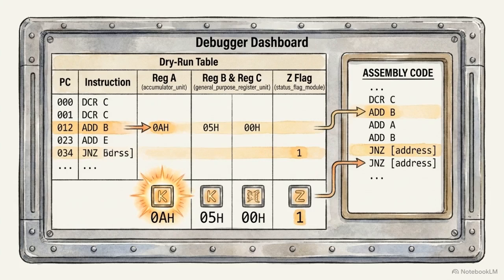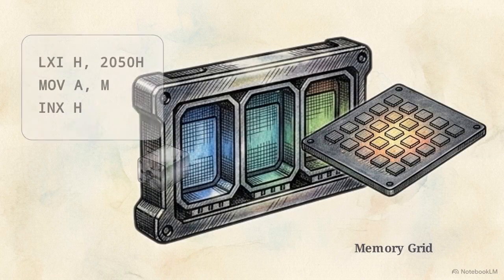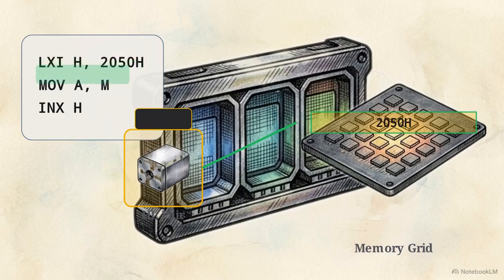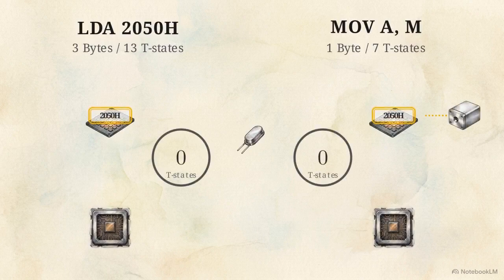Indirect addressing lets us treat register pairs as pointers to specific memory locations. By loading 2050 hex into the HL pair, we aim the processor at a specific address in the memory grid. While a direct command like LDA 2050 reads memory in 13 clock cycles, using the HL pointer with MOV A,M accomplishes the same task in only 7.